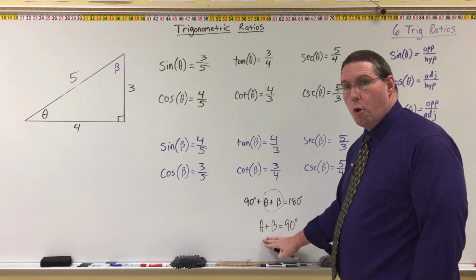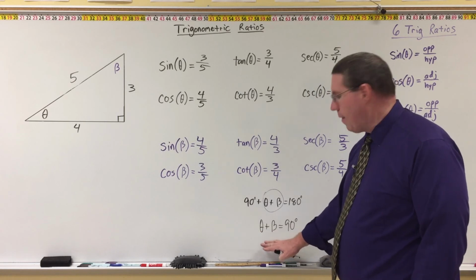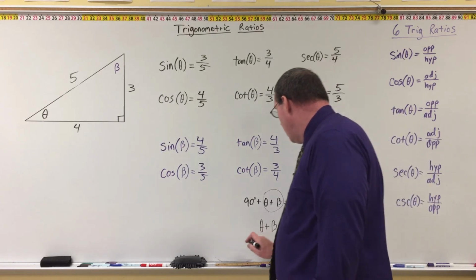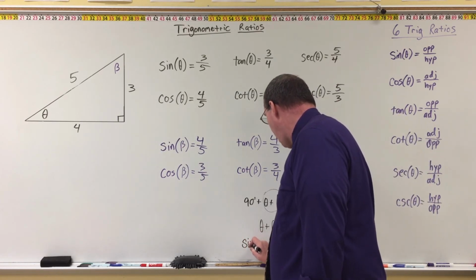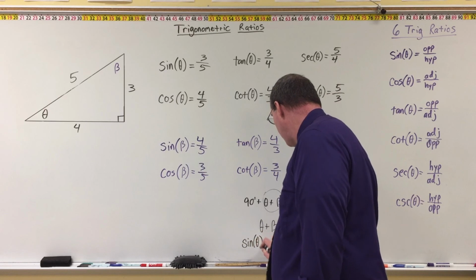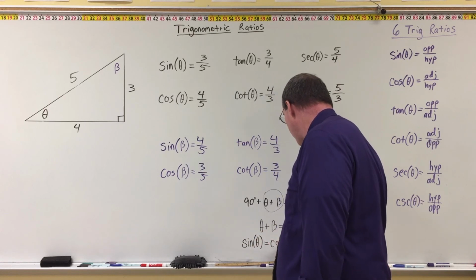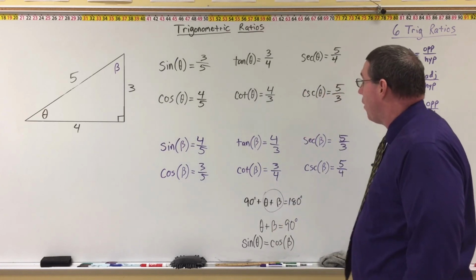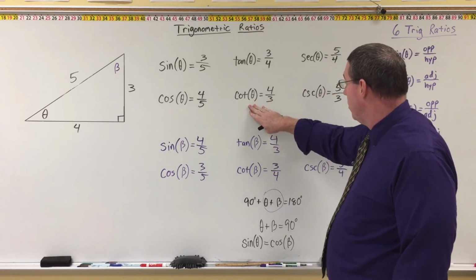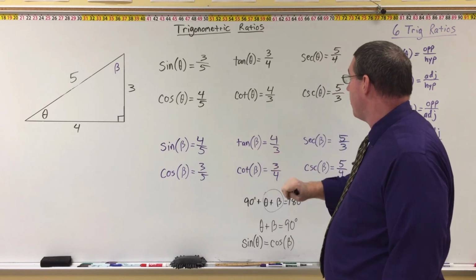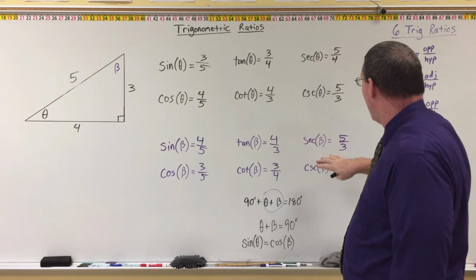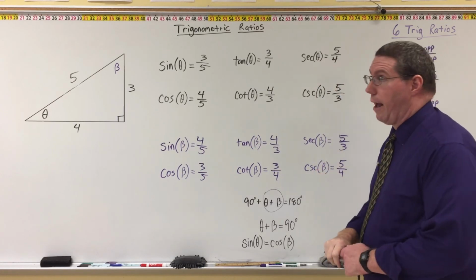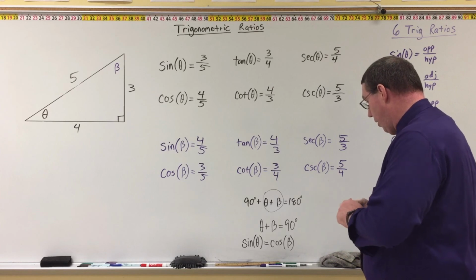When you have two angles that sum up to 90 degrees precisely, you will always find that the sine of one of those angles is equal to the cosine of the other angle, and vice versa. You'll also find that the cotangent of one angle is equal to the tangent of the other angle. And you'll also find that the secant of one angle is equal to the cosecant of the other angle. And that is a normal thing.